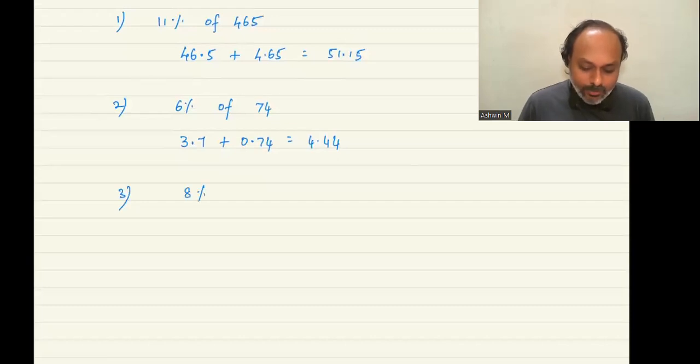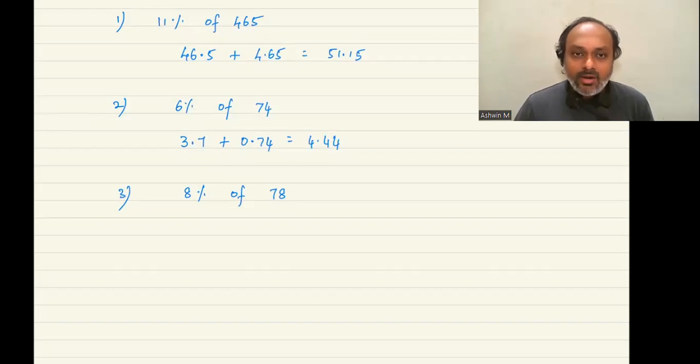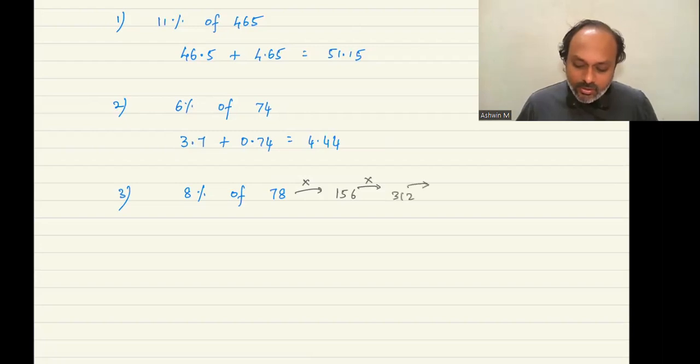Suppose you want to get 8% of any number. Let me take a number like this, maybe 78. So when you want to get 8%, you take the number, 78, and you double it thrice. When I double it once, 78 becomes 156. 156 doubled again becomes 312. 312 doubled again becomes 624. I'm writing it, but you can do it mentally.